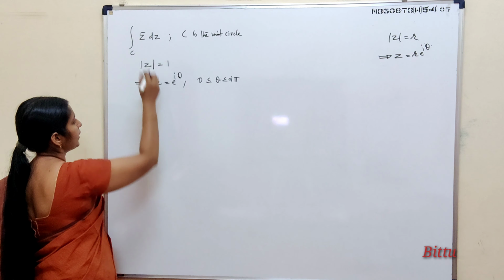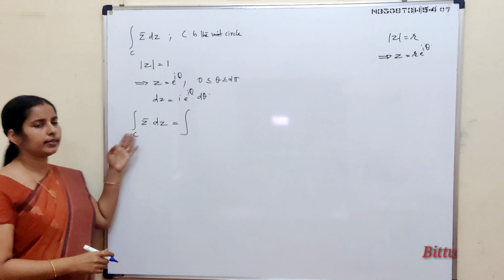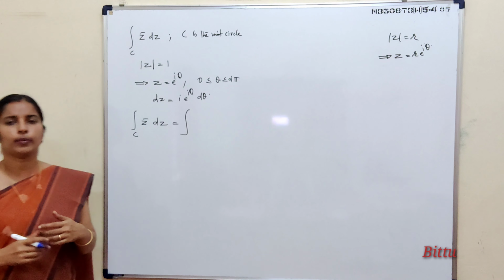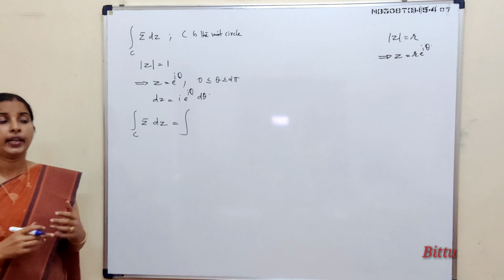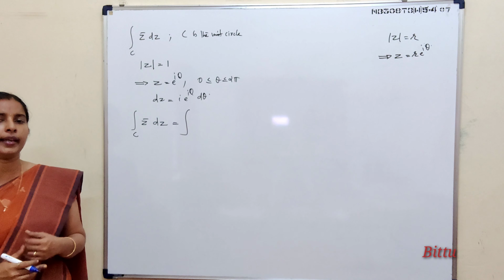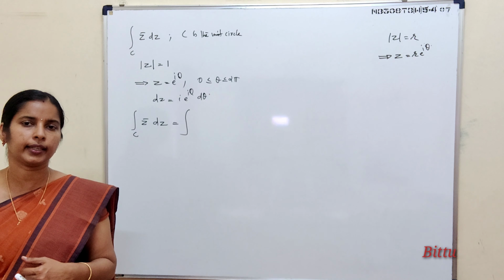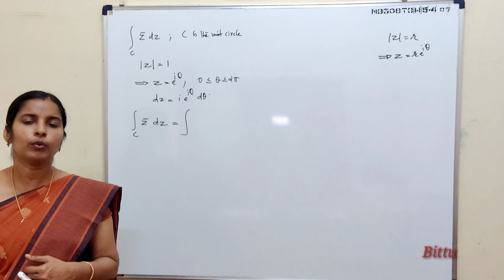Next we consider the integral over C z conjugate dz, which is equal to, see, for evaluating this integral, really z is x plus i y. See, in this we have two variables. So you can evaluate such integrals by converting the integrand into a single variable. That's our aim. So in the case of circles, if you make these substitutions, you can change this complex integral into a single variable real integral.